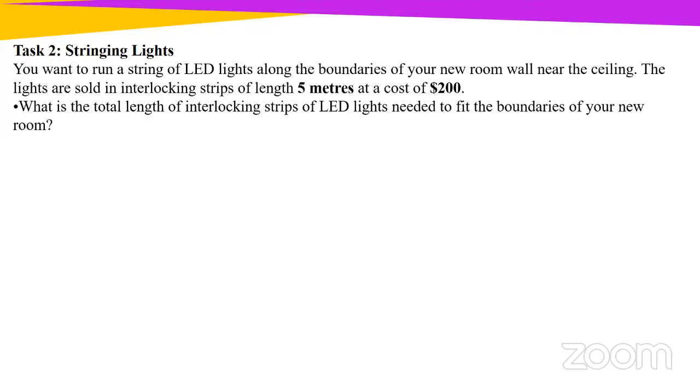Now the next sentence reads, it's question 2. What is the total length of interlocking strips of LED lights needed to fit the boundaries of your new room? That's our question. Before you answer, I don't want you to tell me what we're going to do. I want you to tell me what you understand the question is asking you. What is the total length of interlocking strips of LED lights needed to fit the boundaries of your new room? What do you understand from this question? I see the hands going up.